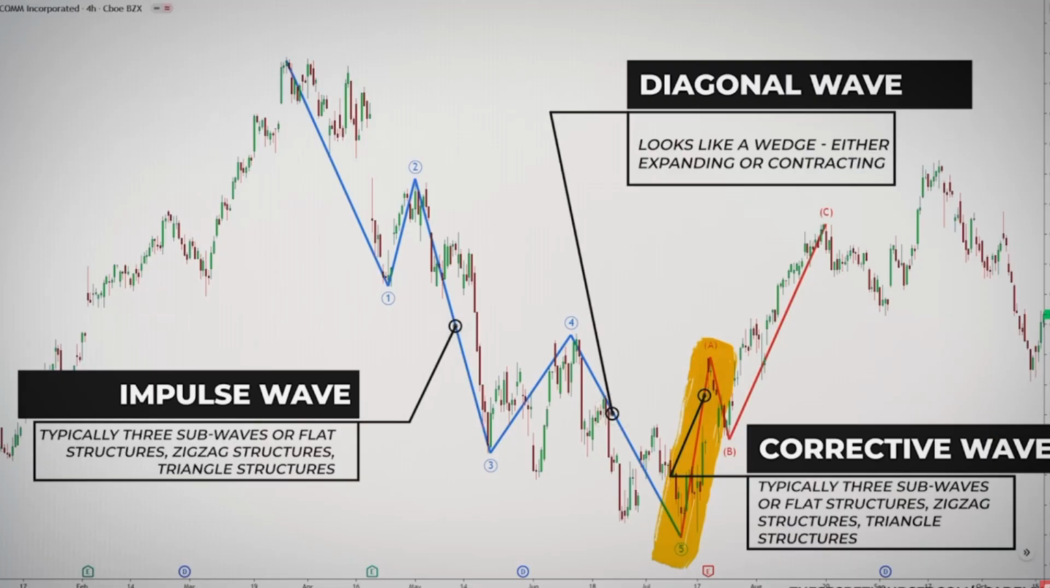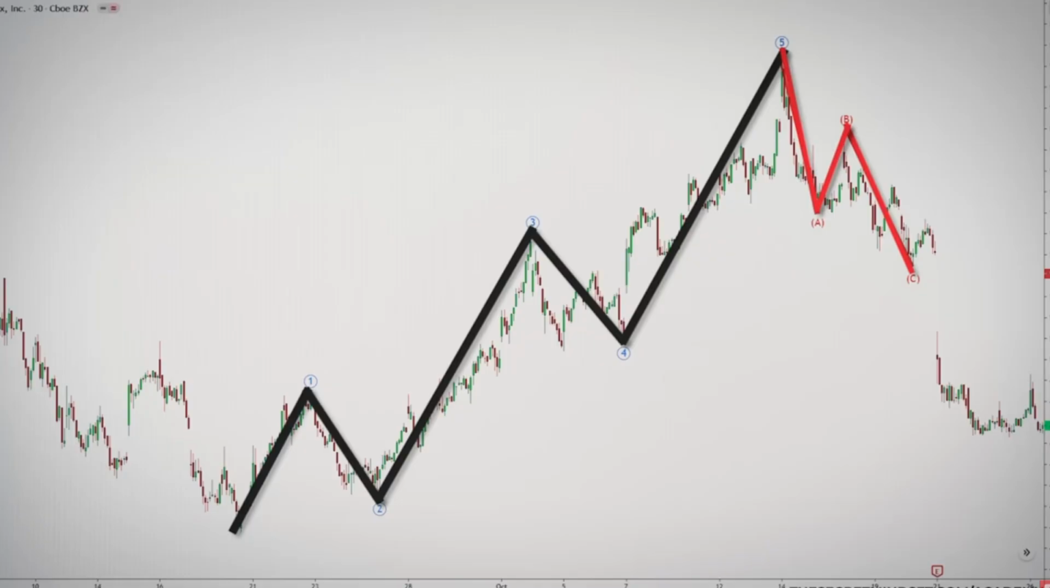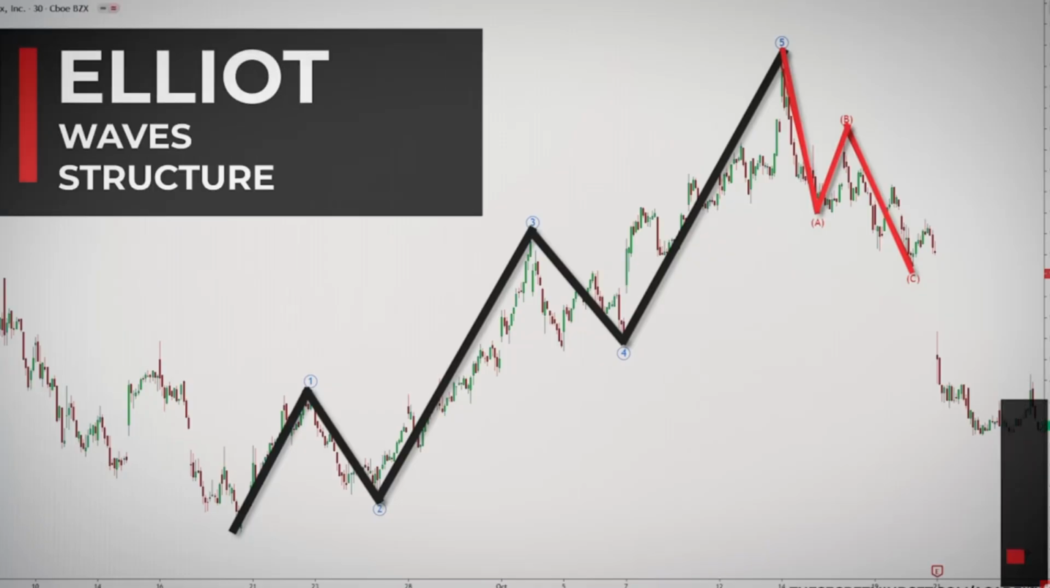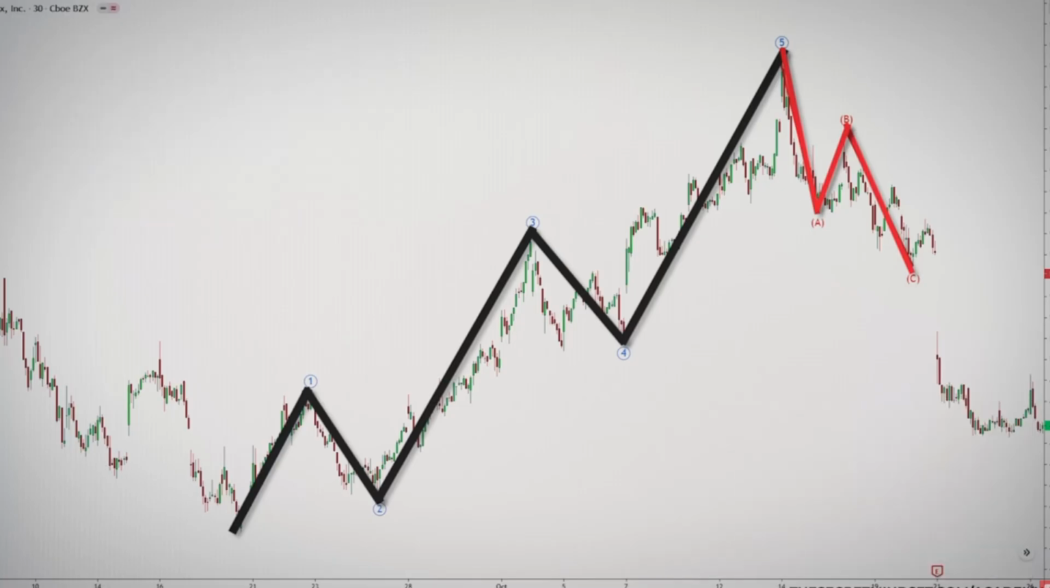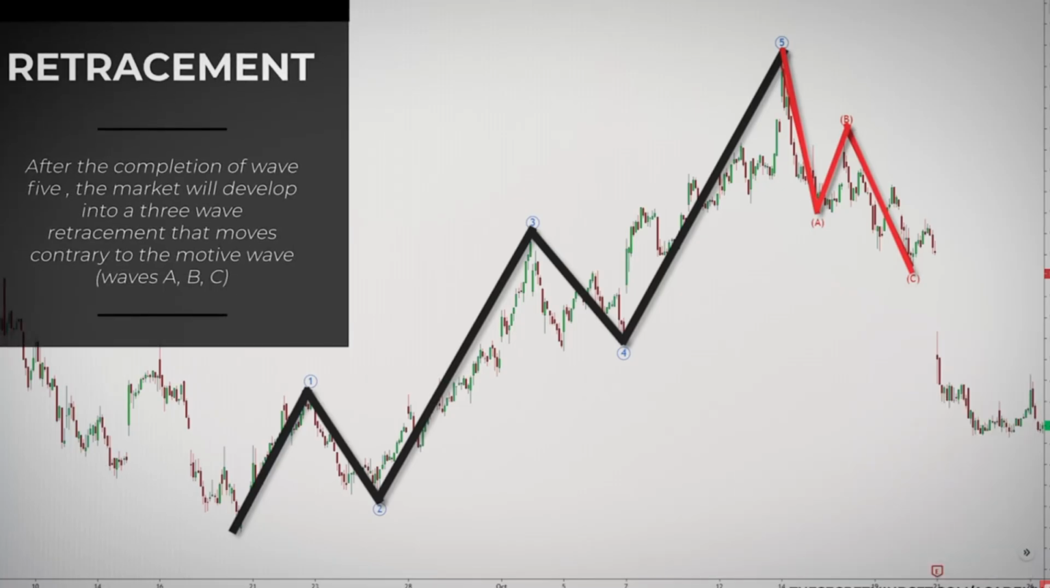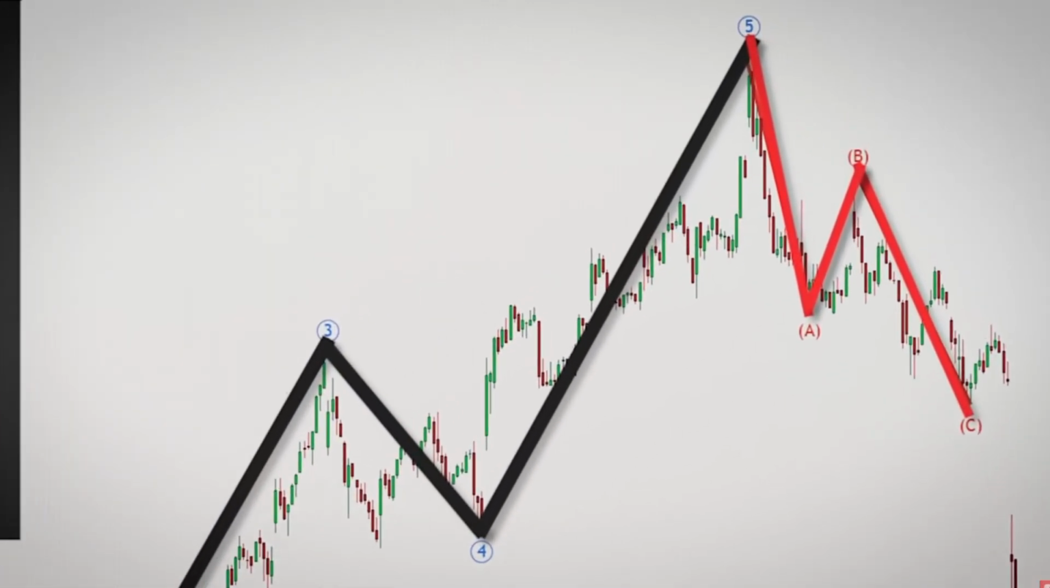The basic form of the entire Elliott wave sequence is comprised of 5 waves that make up the motive wave, which are labeled waves 1 through 5. Following the completion of wave 5 within the motive sequence, the market will develop into a 3-wave retracement that moves contrary to this motive wave sequence. This retracement move consists of 3 waves labeled as waves A, B, and C.